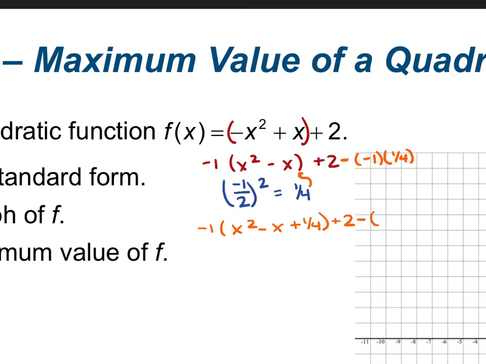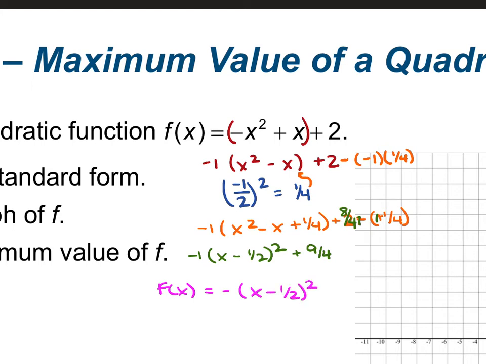1 times 1/4 is negative 1/4. So these turn into positives. We add those. So that's going to be negative 1 times, factor it out, x minus 1/2 squared plus 2 plus the 1/4. So that's 2 and 1/4, or 8/4 plus 1/4. That's 9/4. So this is giving us f of x is equal to negative times x minus 1/2 squared plus 9/4.